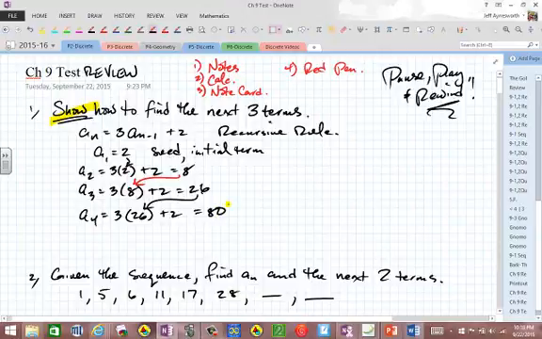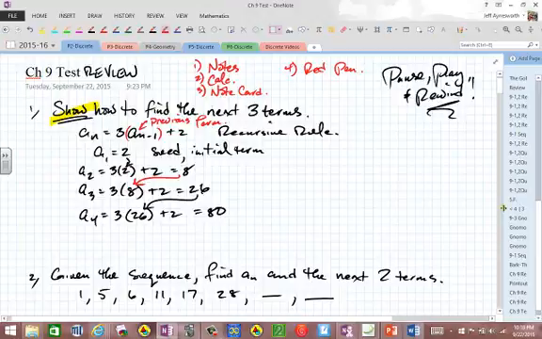So remember what this means. This means previous term. 3 times the previous term plus 2. N minus 1 is the term previous to n. Why? Because you subtract 1 from it. The previous term to the fifth term is the fourth term. 5 minus 1 is 4.